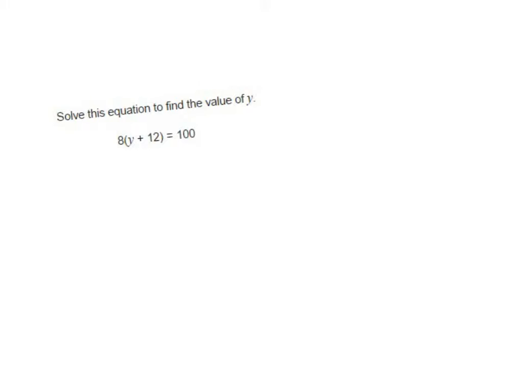We've got an equation here: 8 multiplied by y add 12 equals 100. What I'm actually going to do first is rewrite this: 100 is equal to y add 12 multiplied by 8. It means exactly the same thing. I've just commuted. That means I've swapped the numbers around the equal sign.